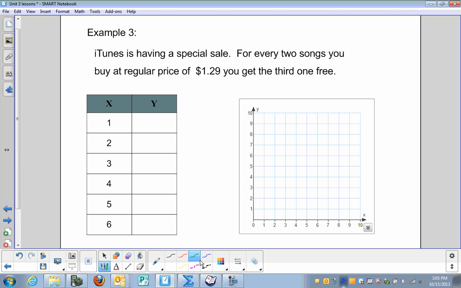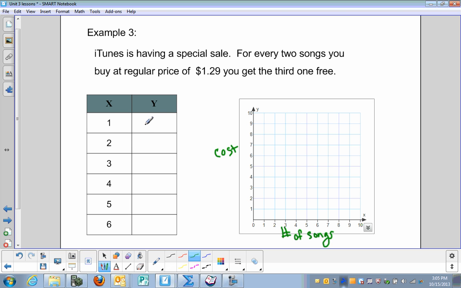Final example, example 3: iTunes is having a special sale. For every 2 songs you buy at the regular price of $1.29, you get a third one free. So in this example, we're going to create a table of values that represents this, and then we're going to graph that. The x values are our independent variables, and our y values are our dependent variables. So if I purchase 1, 2, 3, 4, 5, 6 songs, that's my independent variable, the number of songs. Y is my dependent variable, the cost. How much it costs me depends on how many songs I buy.